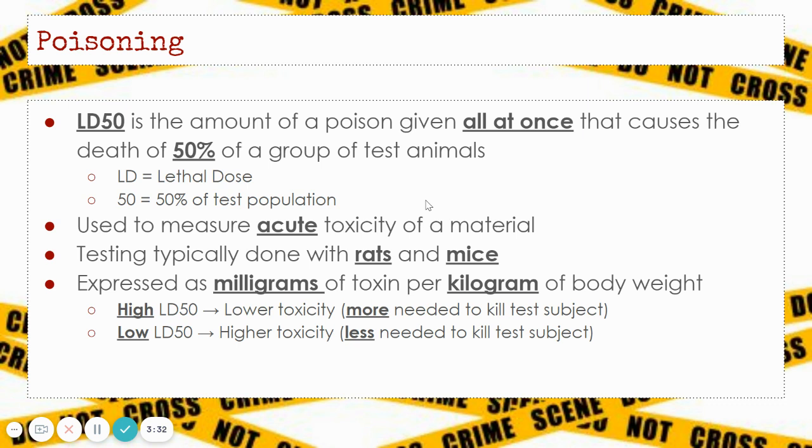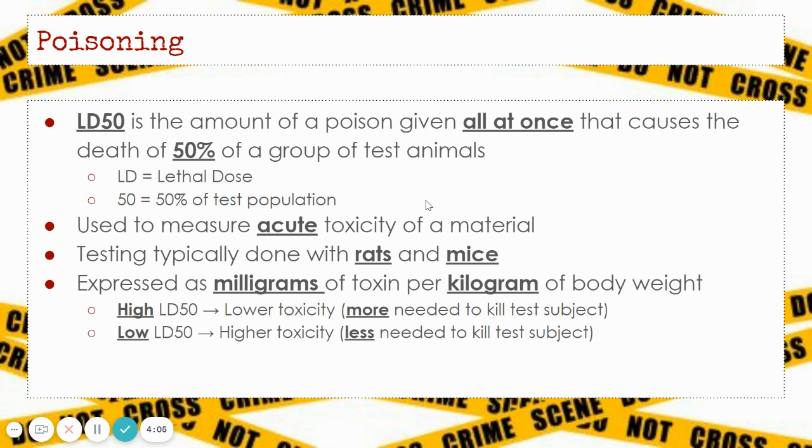It's used to measure acute toxicity of a material. So again, acute toxicity means how much they're exposed to at one time, a short period of time, just one exposure. Typically, when we talk about a test population, usually that's done with rats or mice, and then we use that data and extrapolate it to the size of a human. LD50 is expressed as milligrams per kilogram of body weight. So it's how much of that toxin you have to have for each kilogram of body weight in order to get those toxic effects.